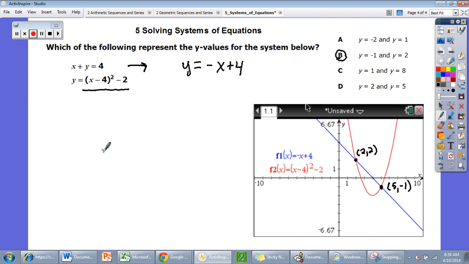So you can solve some of these questions either way. Some questions you can only solve algebraically, some you can only solve graphically. It kind of depends on the question and what you're most comfortable with.